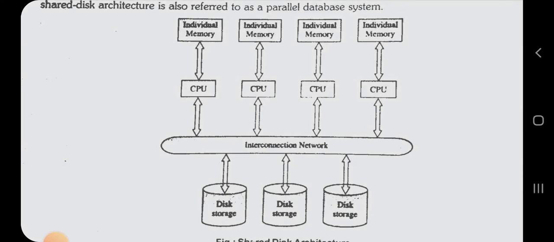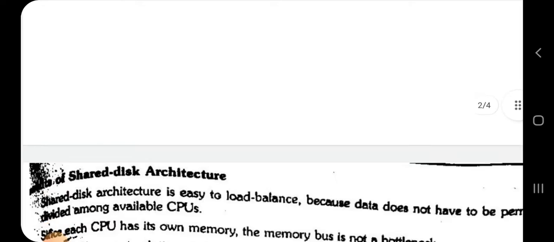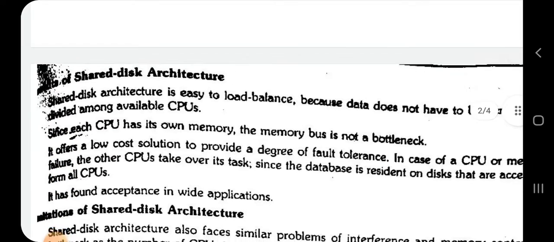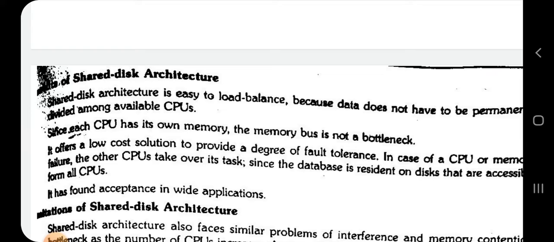Now let us see the benefits. Whatever we discussed just now falls under the benefits of shared disk architecture. So it can easily load the CPU, right?